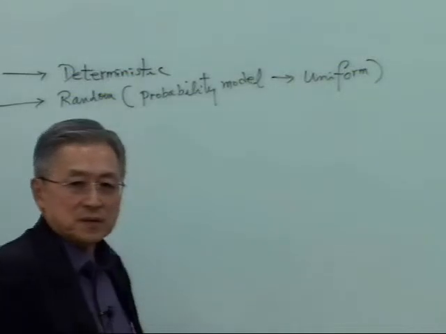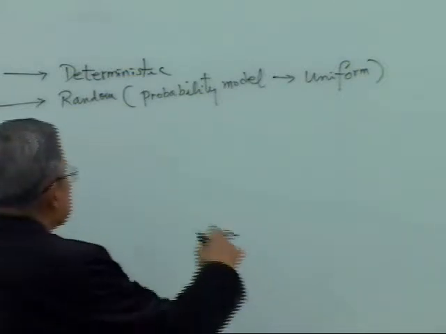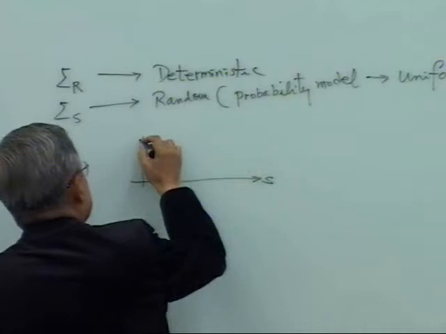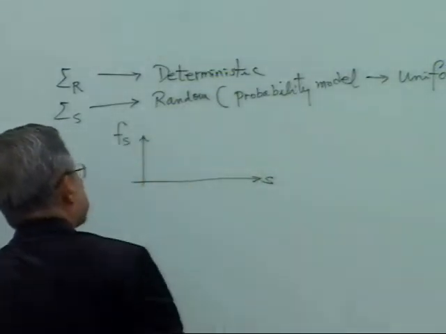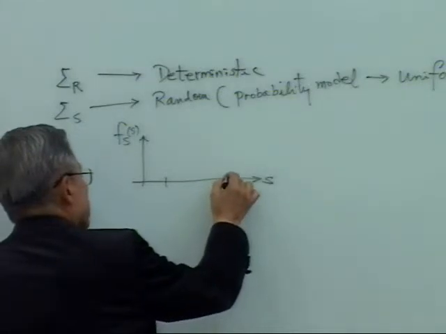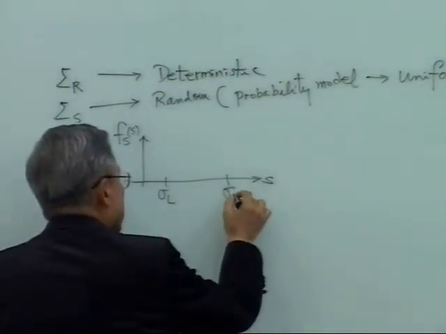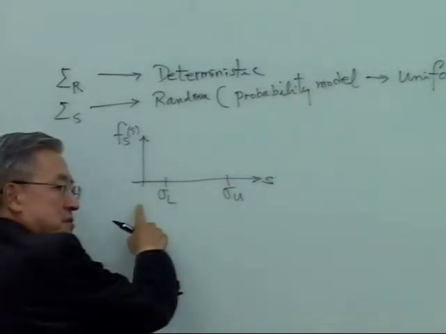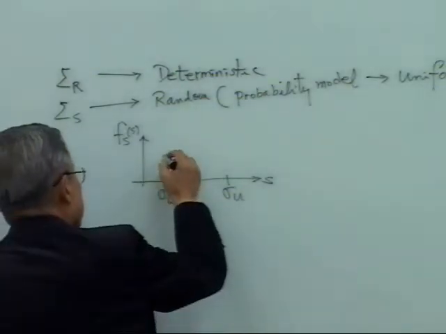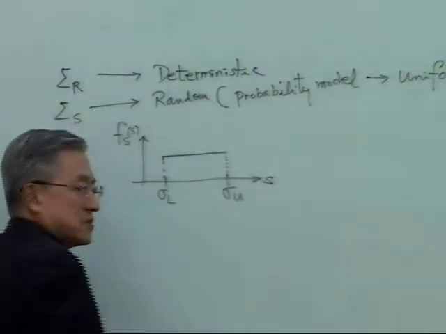What does it mean, uniform model? Uniform probability model. Any sense? Uniform. So if I draw, this is S, this is Fs, of course I can say S uniform, start stress, let's say lower limit, and this could be the upper limit. Lower limit could start from the 0. Sigma U could be higher, sigma L lower, and uniform. That's what the step function is.